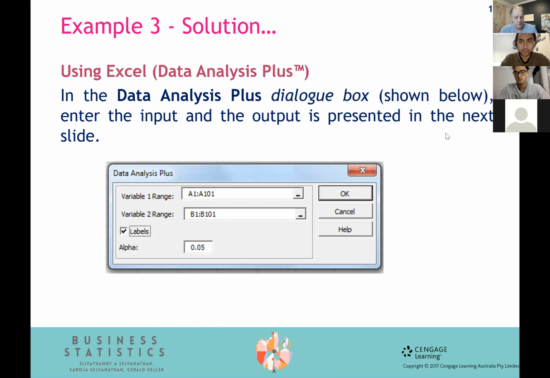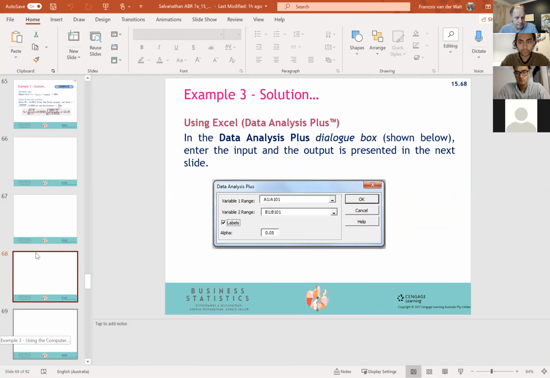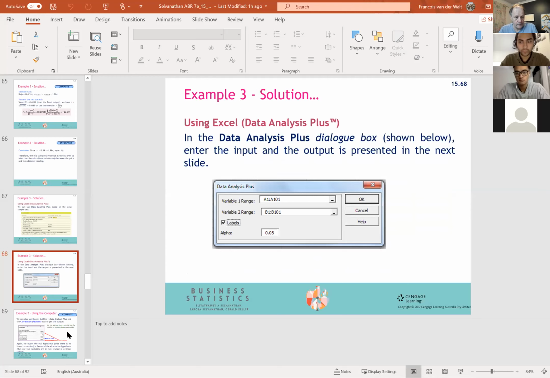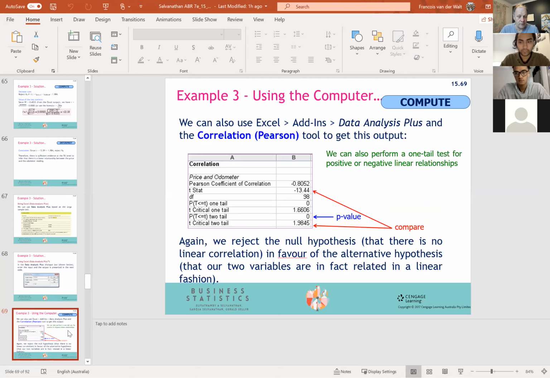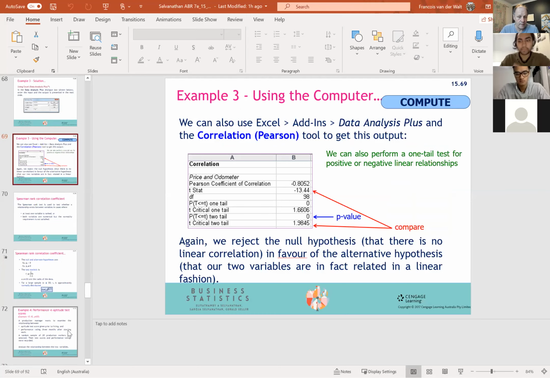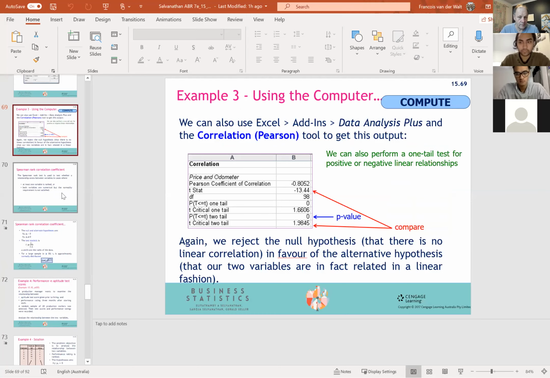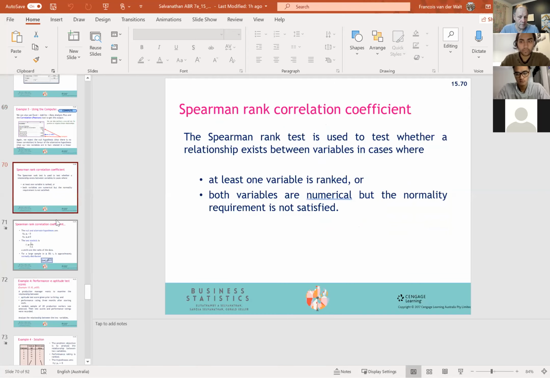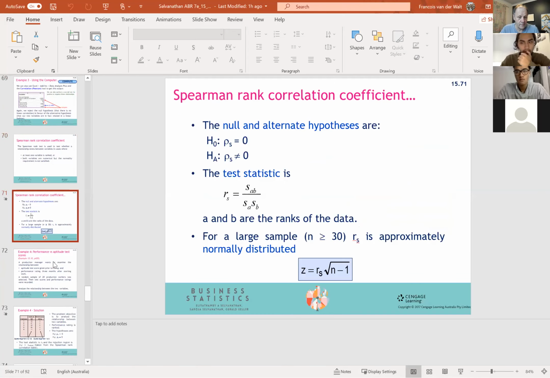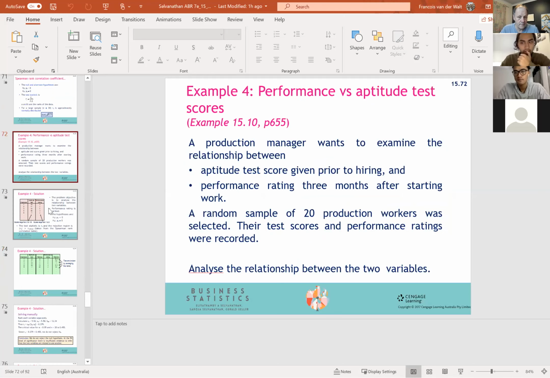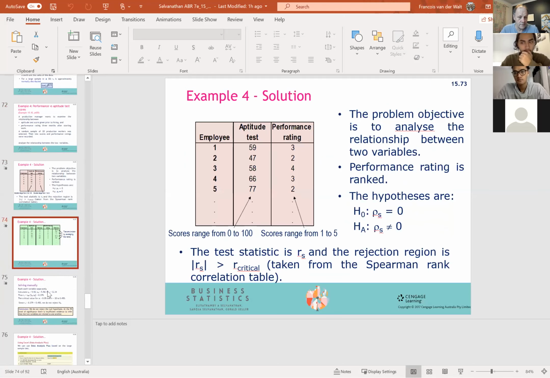Let me just have a look at my slides. That's the only aspects that we're going to do. And we don't need to worry about this. No worries.